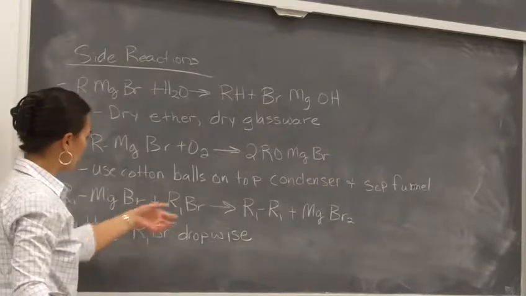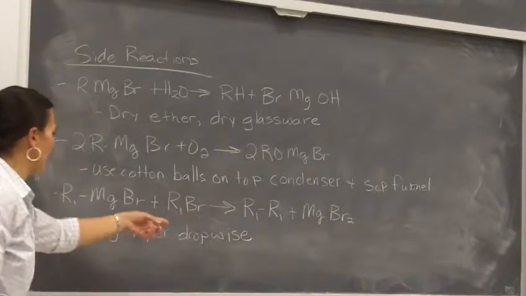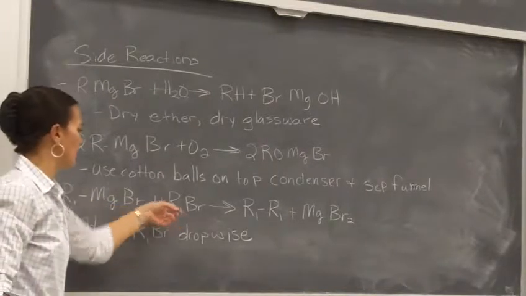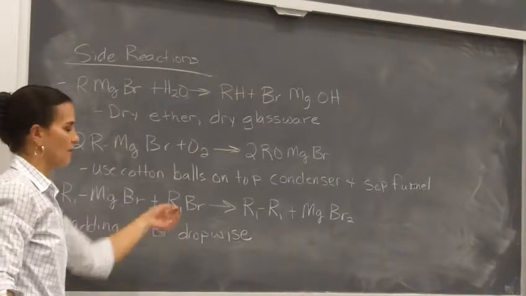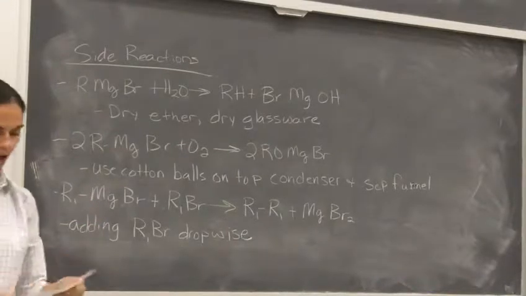That way we don't get too much buildup of our alkyl bromide just sitting around waiting to react with the magnesium. We want the alkyl bromide to be reacting pretty quickly with the magnesium so that we don't have this side reaction happening, okay?